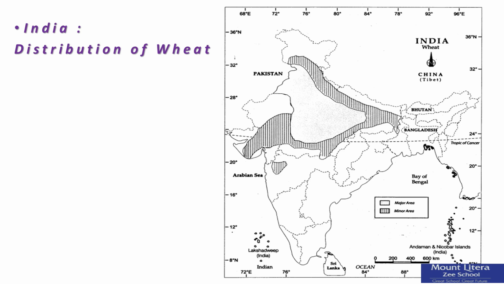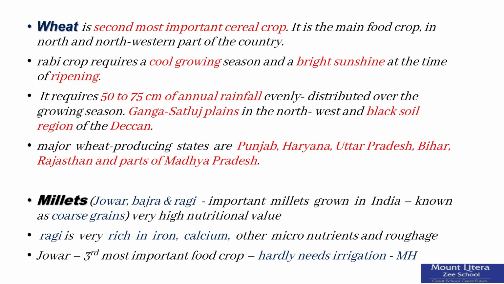Wheat. This is the second most important cereal crop. There are 2 important wheat growing zones in the country, the Ganga-Satluj Plains in the northwest and black soil region of the Deccan. The major wheat producing states are Punjab, Haryana, Uttar Pradesh, Bihar, Rajasthan and parts of Madhya Pradesh. Millets, jowar, bajra and ragi are the important millets grown in India.